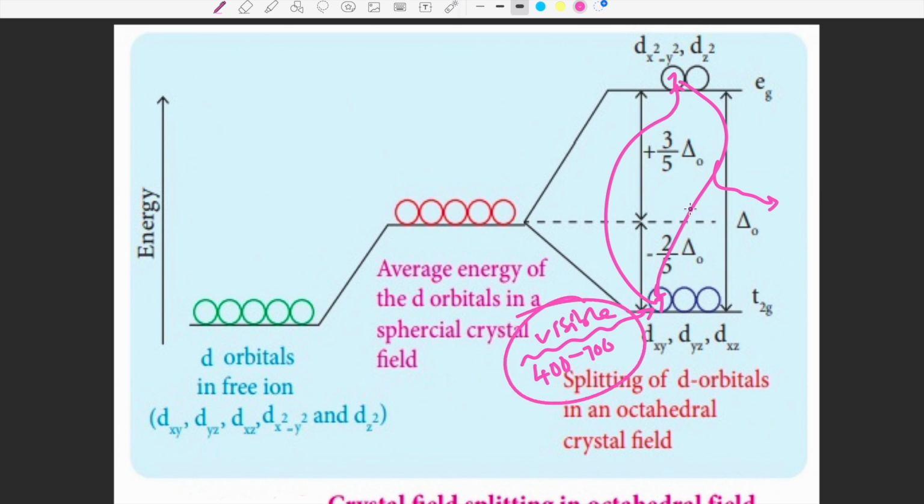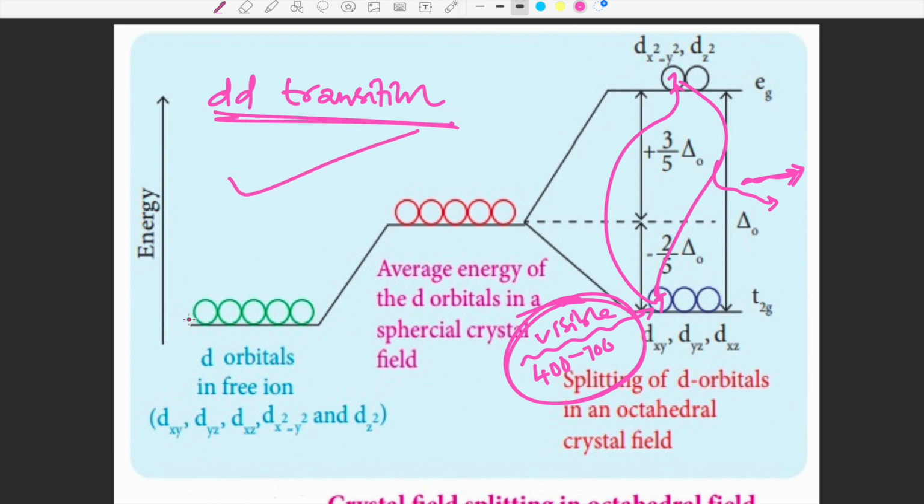Whatever the energy released here, that energy is going to have the same frequency, but we say that the light absorbed is complementary to light released by the electron. This process is called d-d transition. Due to d-d transition, d orbital complex compounds show different colors. Okay, thank you.